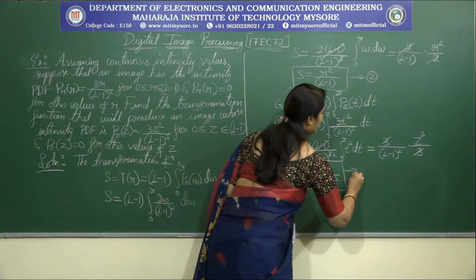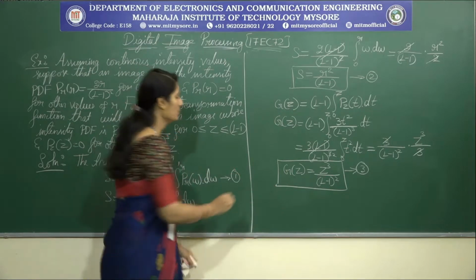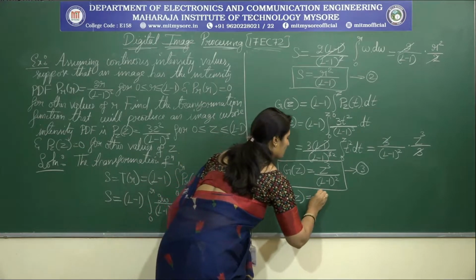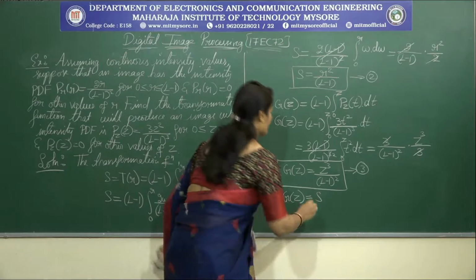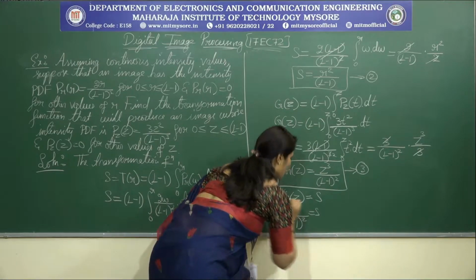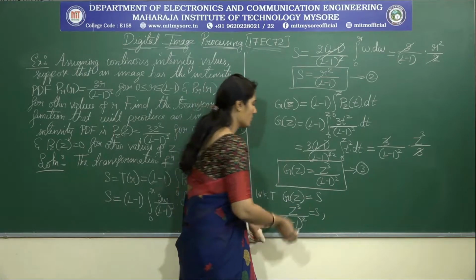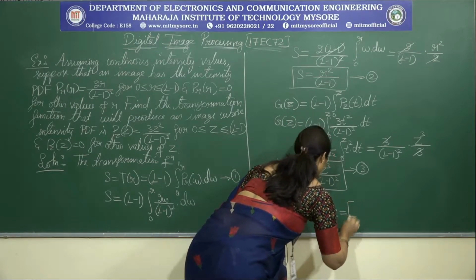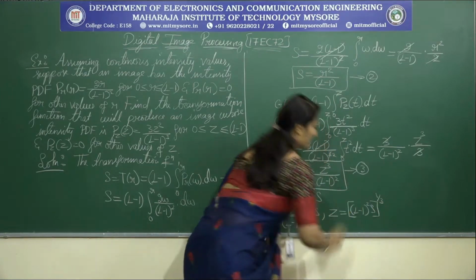Okay, this I call as equation number 3. Now what is the next step here? So we know that G of Z is equal to S. So substituting for G of Z here, this results with Z cube divided by L minus 1 whole square is equal to S. So retaining Z on LHS and taking all the terms towards RHS, Z is equal to L minus 1 square into S whole power 1 by 3.